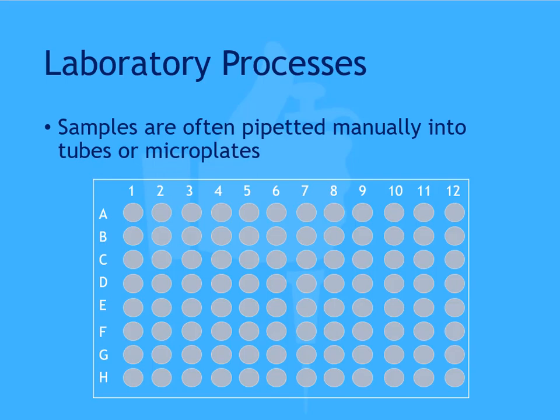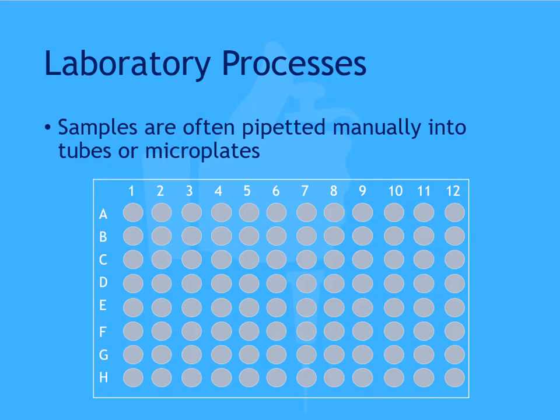A microplate can contain a variable number of wells. The most common formats are 12 by 8 96 well plates and 24 by 16 384 well microplates. This nomenclature refers to the number of columns and rows on each plate. You can see here a cartoon representation of a 96 well microplate.